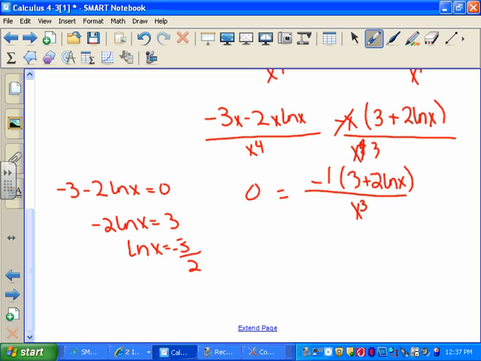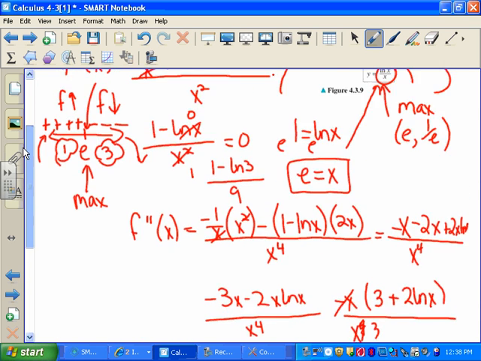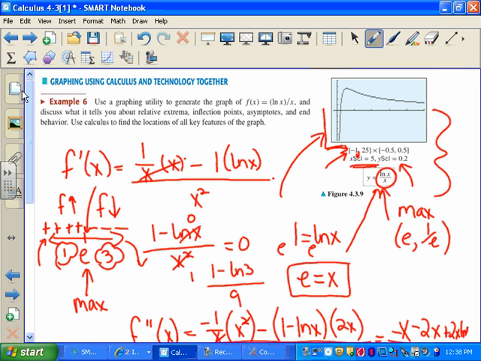Correct? And so I need to solve that. If I do that, I get x is equal to e to the negative 3 halves, which is equal to 1 over e to the 3 halves. That means e cubed square rooted and then 1 over that. And so now I know where I have a change in concavity. Looking here, it looks like it's concave down, and now it's looking like it's concave up.